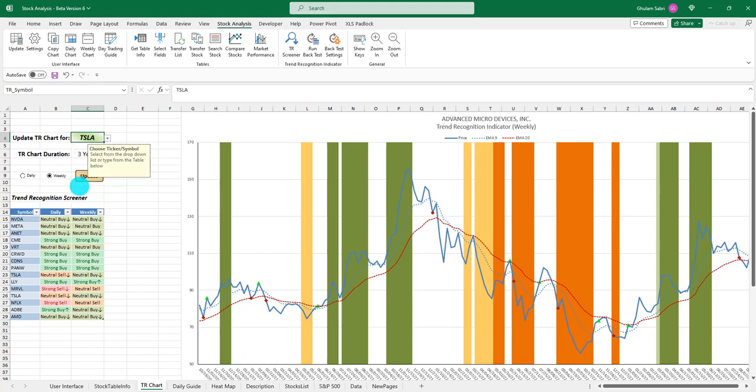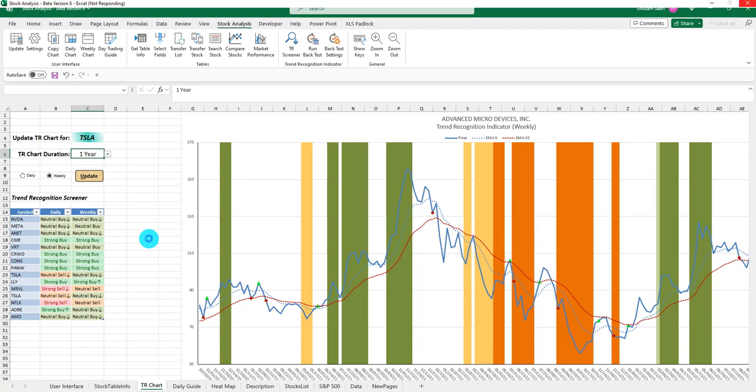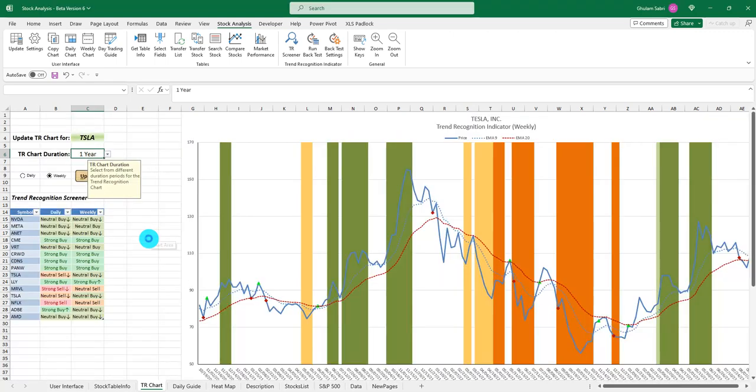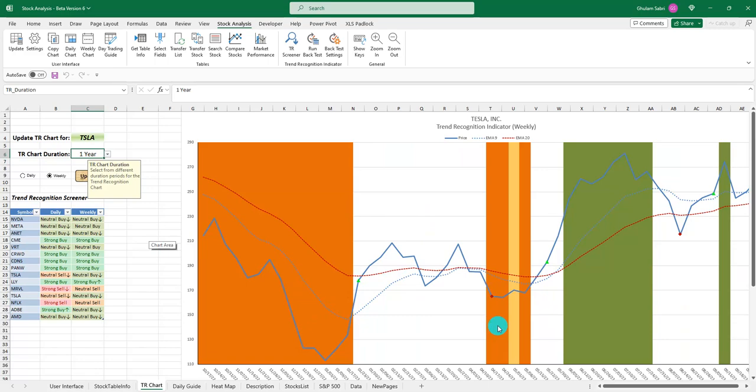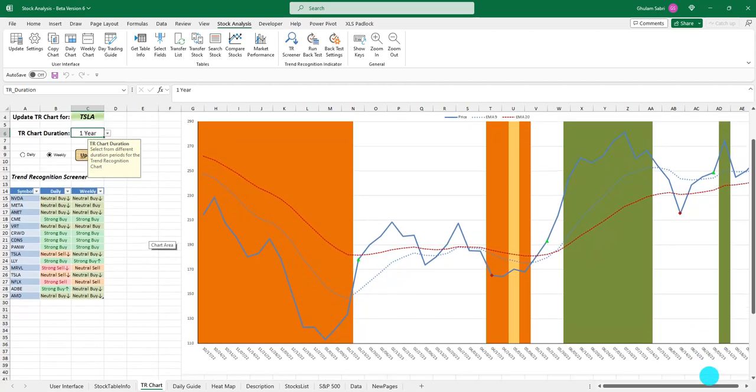Let's say we update it for Tesla, and we can select chart duration anywhere from 1 month to 5 years. Let's select 1 year, and let's plot it on the basis of a weekly chart. Now the program will download the data from the servers for Tesla, and now this is the TR chart for the last 1 year based on the weekly price action.